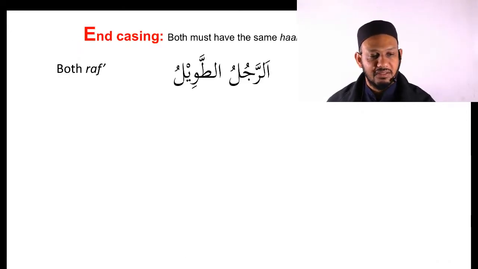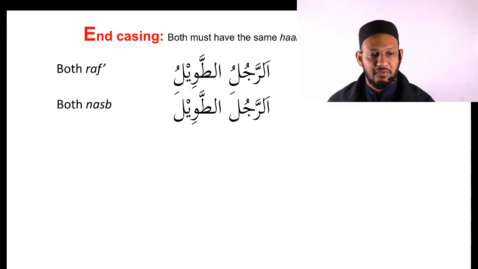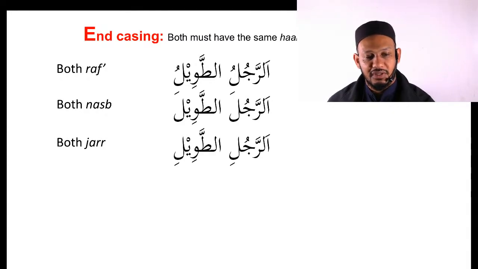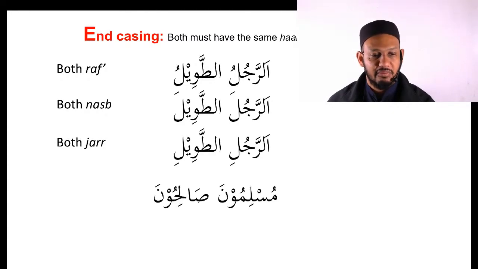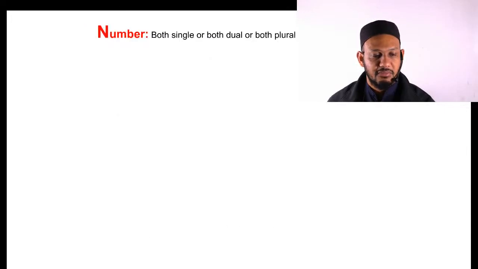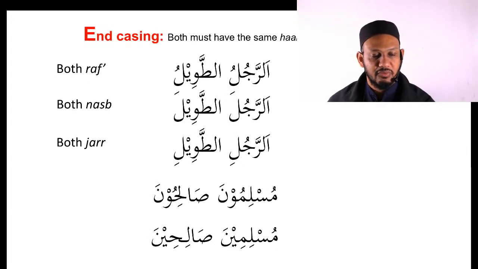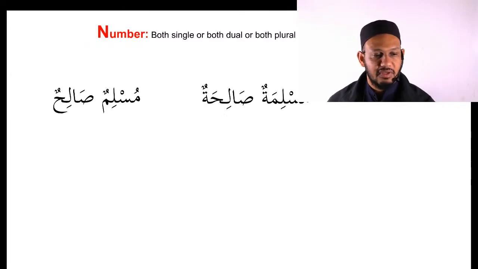In terms of encasing, they must always match. For example, if ar-rajulu is in raf'un, at-tawilu will be in raf'un. If rajula is nasbun, at-tawila will be nasbun. If rajulun is jarrun, rajuli, then at-tawili will be in jarrun. Same with muslimuna salihuna, muslimina salihina. Okay. In terms of number, same thing.